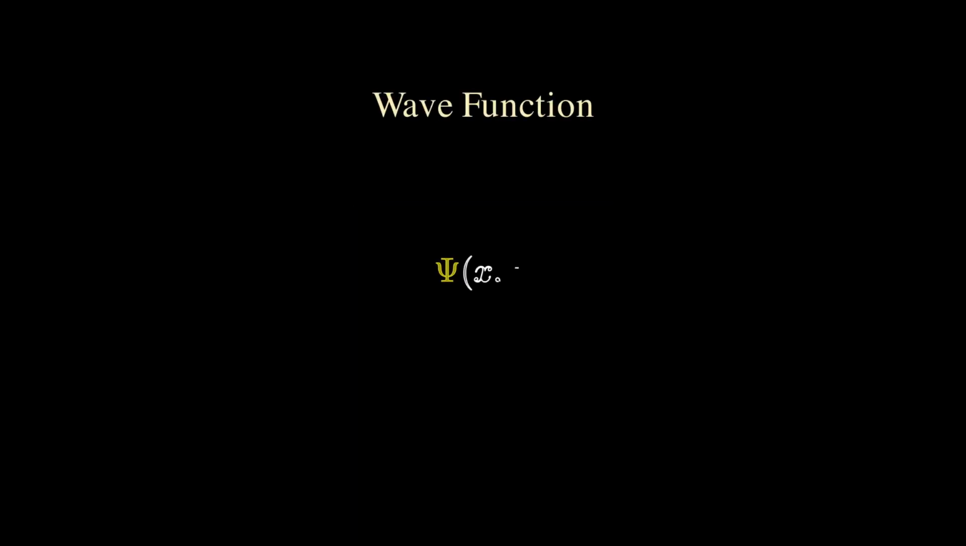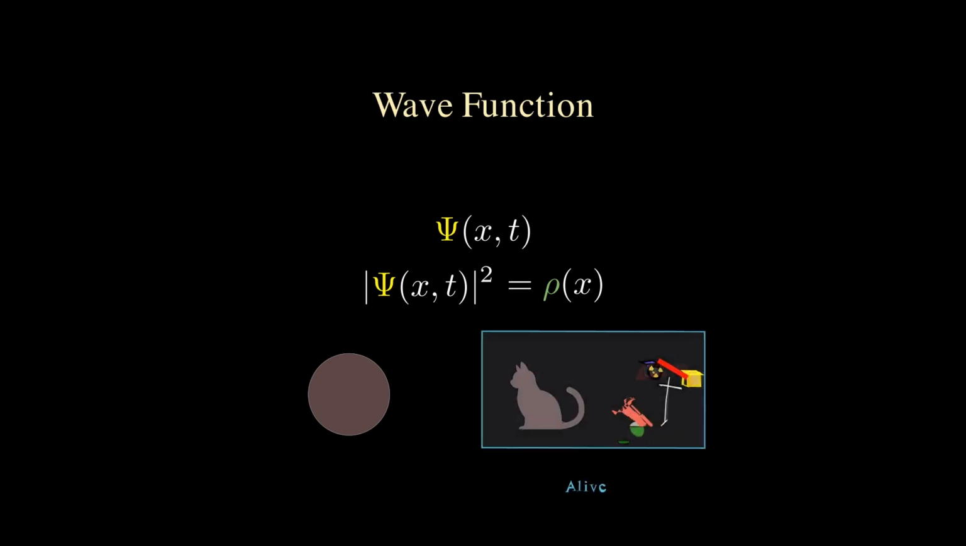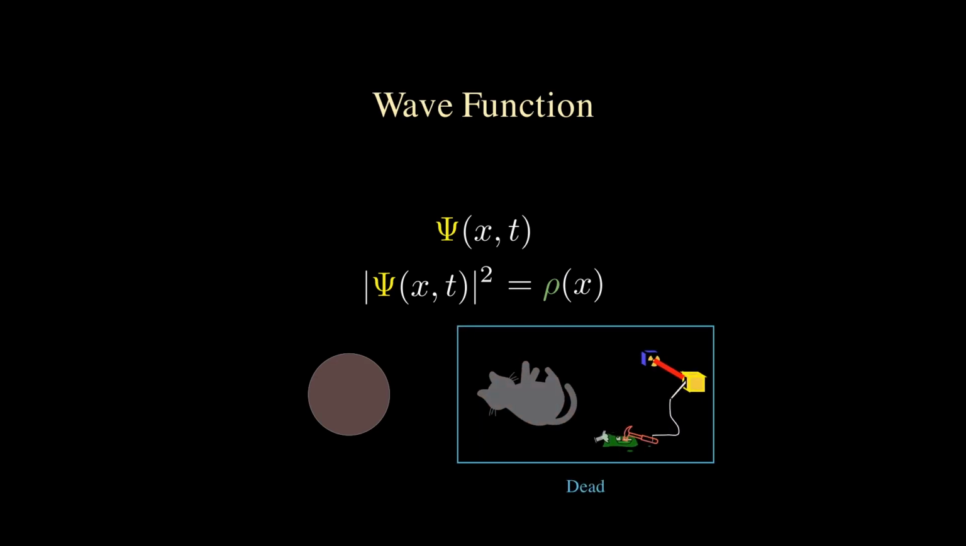The wave function, which describes the probabilistic state of the system, tells us that the square of the wave function's amplitude is directly proportional to the probability of observing the particle in a specific state. In this case, whether the atom is decayed or not, leading to whether the cat is alive or dead. This leads us to a crossroad.